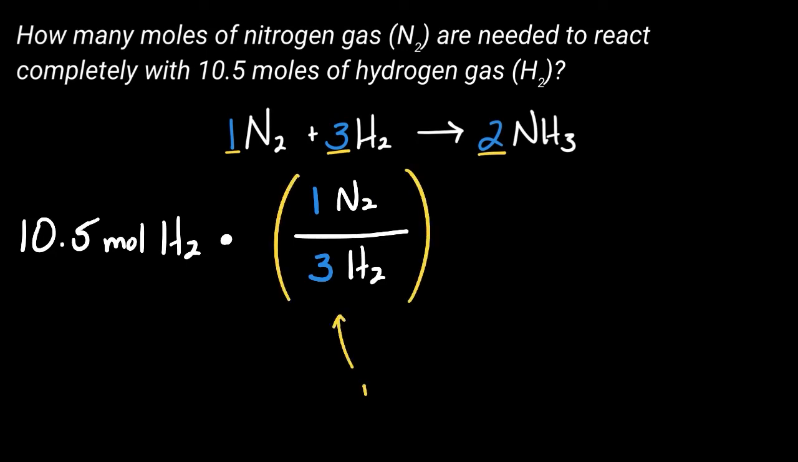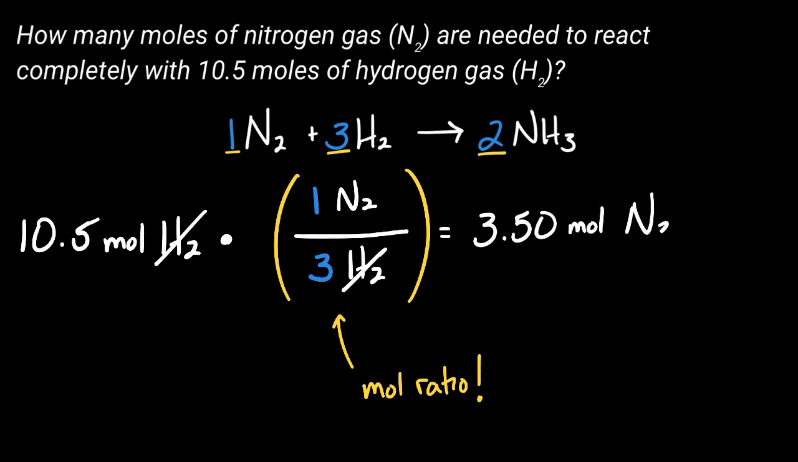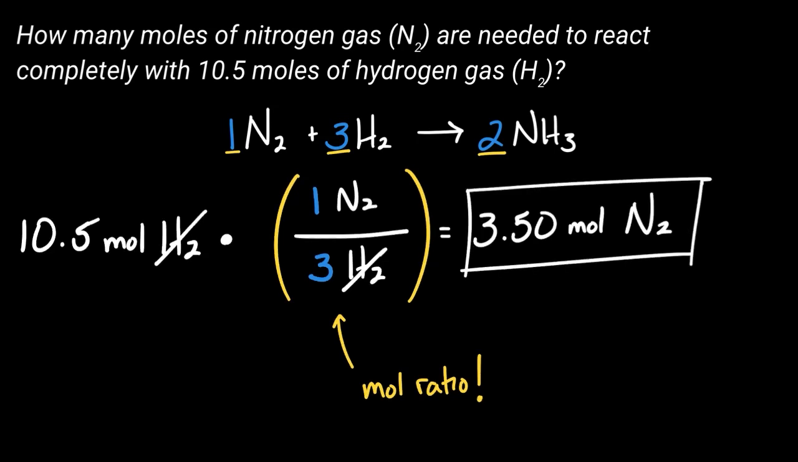I'm using the coefficients from that balanced chemical equation to create that conversion factor. And I want H2 on the bottom because I want to think about canceling those H2s out as I multiply through here. So we're going to do 10.5 times 1 divided by 3. We might need to use our calculator for that, but if we punch that in, we get 3.50 moles of N2. And that is stoichiometry.